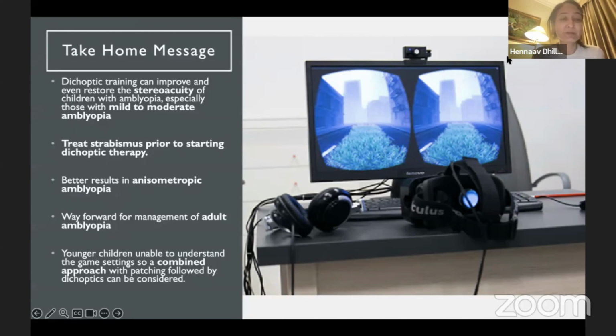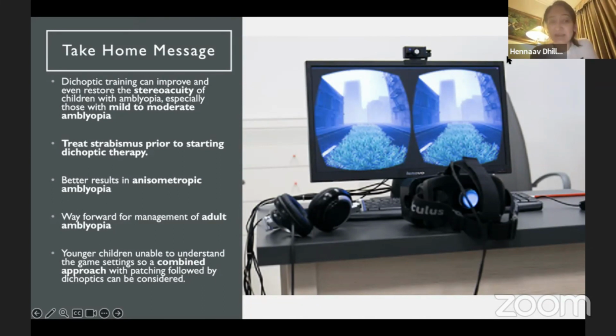The only drawback here is that we need to treat strabismus before starting dichoptic therapy because it is a binocular vision therapy. So in cases of strabismic amblyopia, the child actually needs to go for strabismus surgery first and needs to be corrected to within 8 to 10 prism diopters.